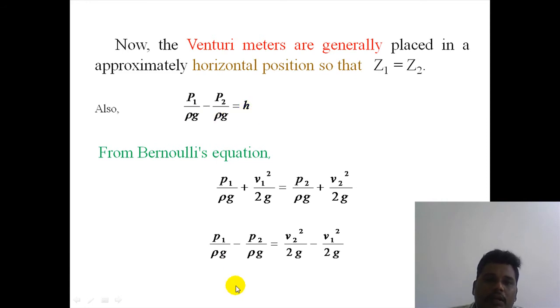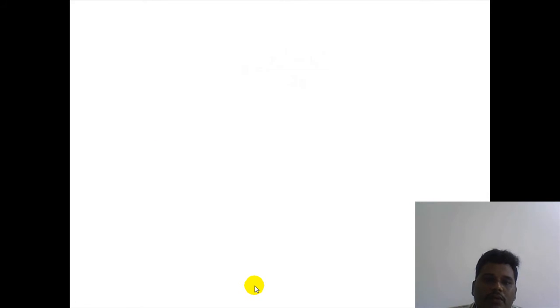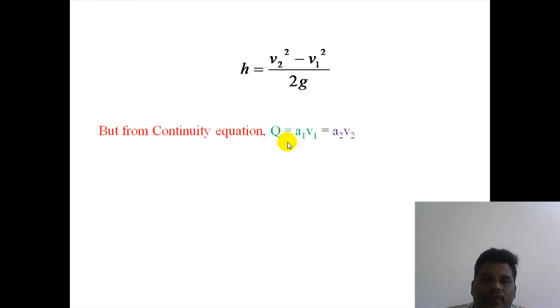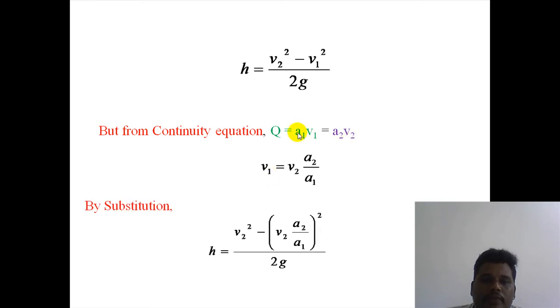Now H is equal to P2 square minus P1 square. But by the continuity equation, Q is equal to A1 V1, which equals A2 V2. From this we can write V1 is equal to A2 divided by A1 multiplied with V2. By substitution, in place of V1 we substitute this equation, so V2 square remains, multiplied with A2 divided by A1 whole square.